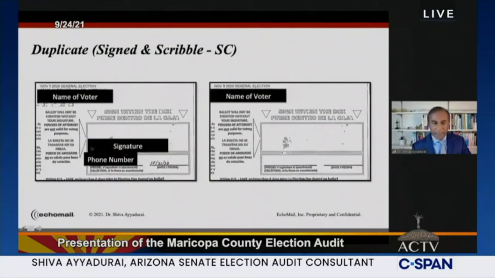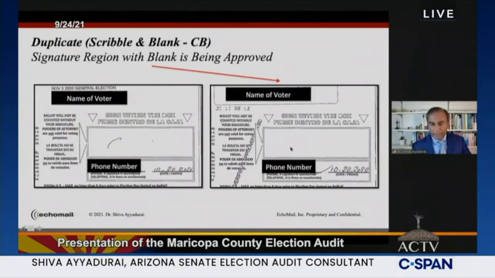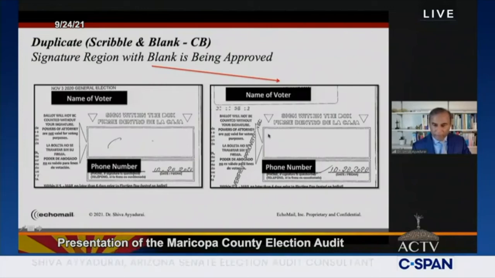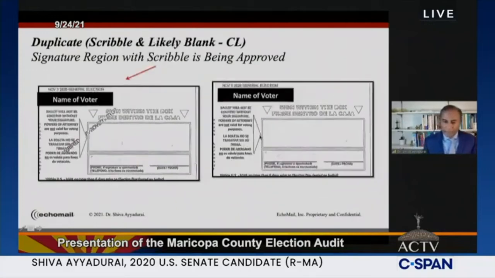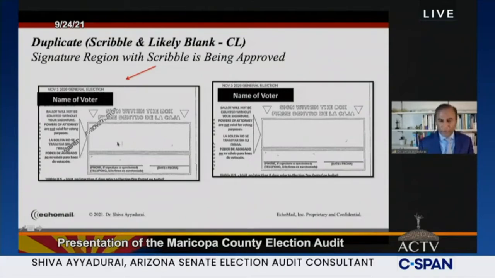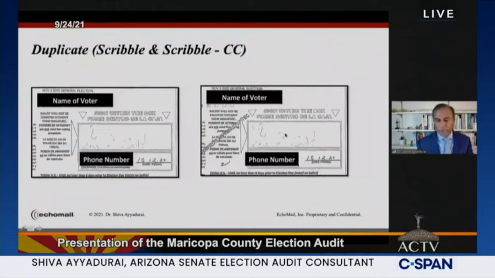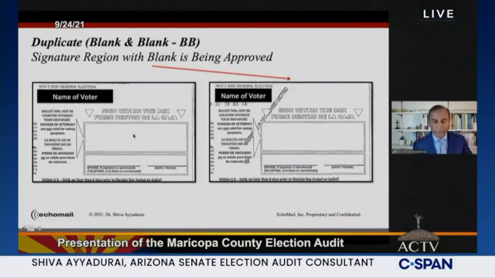Here's an example where you have a signed one, but you have a scribble over here, okay? And here you have a scribble, but here you have a blank, but it has been verified and approved. And we'll come back to this. Here you have one that's a scribble, a little bit, some stuff here, and a likely blank. And the one with the scribble was approved. Here you have 2 scribbles, and one of them was approved, the exact same ones. And here you have one with a blank, and this blank has been approved.